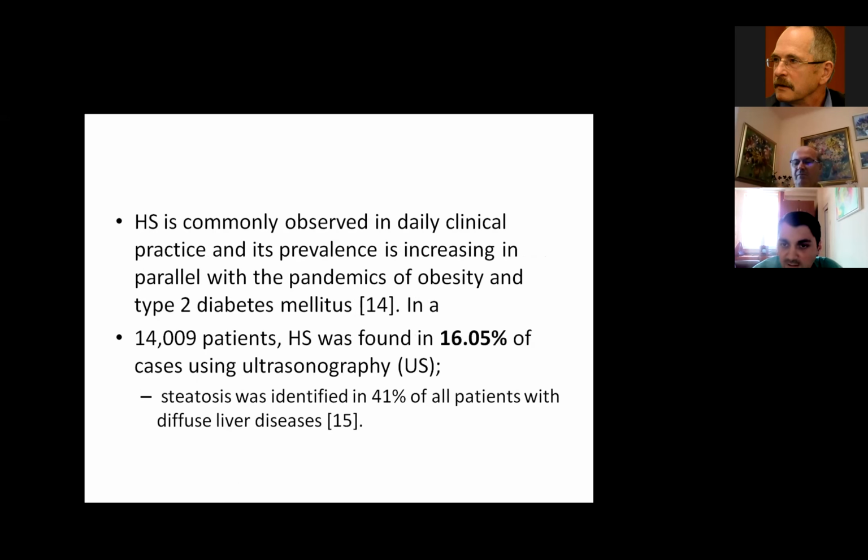It's very common in daily practice, and it's also very often seen in patients with obesity and diabetes mellitus. According to a meta-analysis of 14,000 patients, 60% of the patients had hepatic steatosis at basic ultrasound evaluation, and more than this, in patients who had chronic liver disease, half of them had hepatic steatosis.